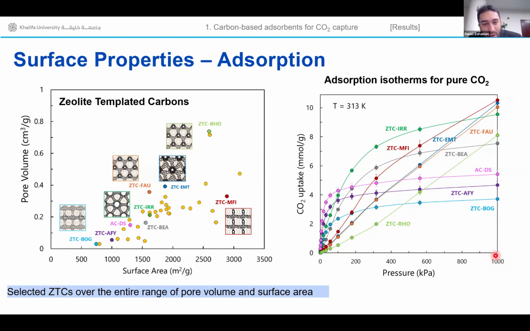And of course, there are some other materials like BOG or AFG, which are basically in the lower range in our list, which are fully saturated at very low pressures. Let's say 400 kilopascals, they are already saturated, but they show a very good affinity, especially in their low pressure range. So this might be beneficial for capturing CO2 at low concentrations. You might see this in a few slides as well.